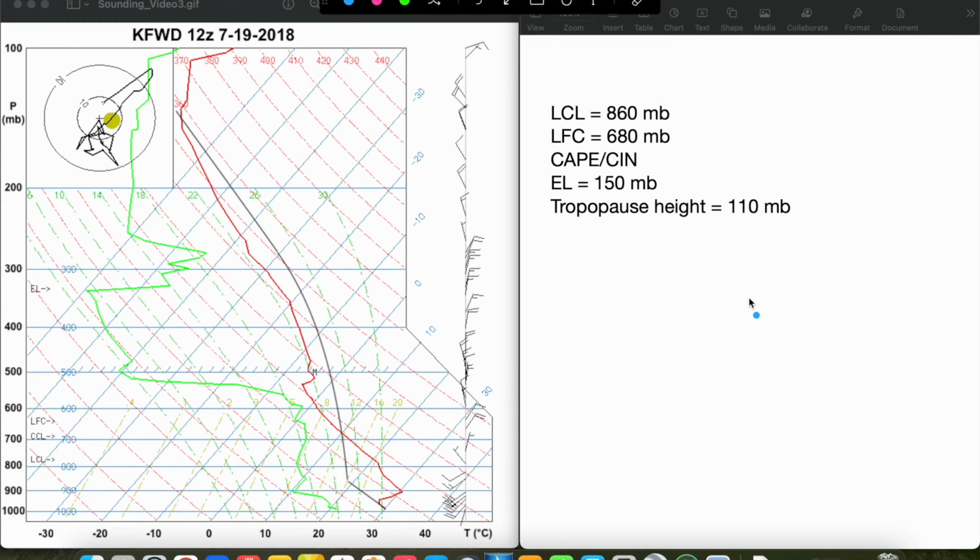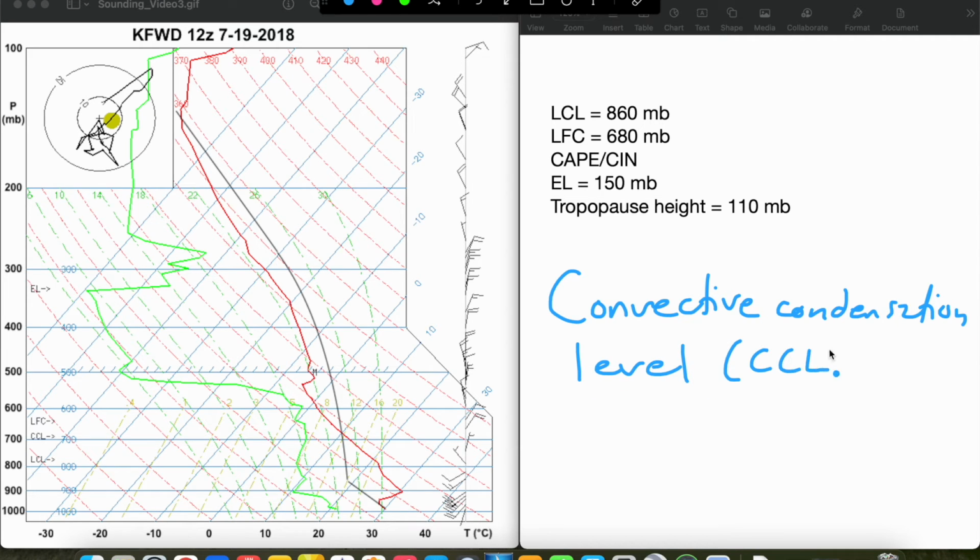So let's go through a few more. There are a bunch of different parameters we're going to go through here. I'm going to split this video up into a couple different parts just so this video isn't super long. But we'll do a few more that are kind of related to what we've talked about so far. The next parameter we'll take a look at is the convective condensation level, or otherwise known as the CCL.